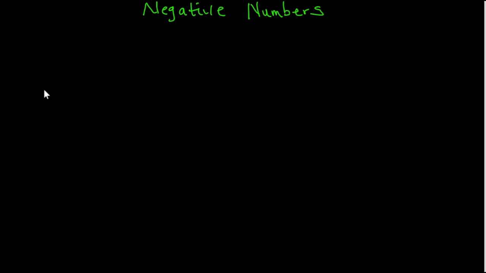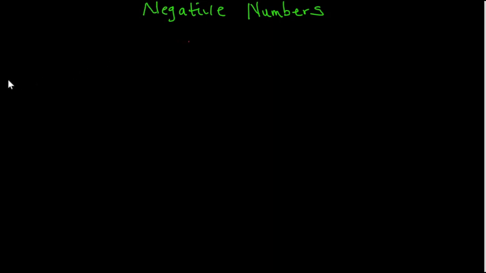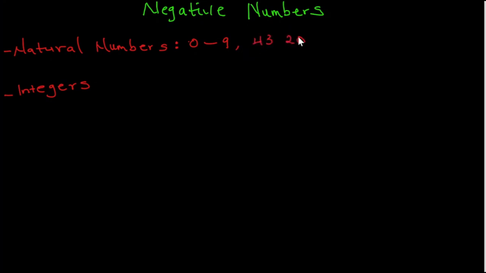When it comes to negative numbers, let's start by defining the two types of numbers that we have. We have natural numbers, and we have integers. Natural numbers are numbers that contain from 0 to 9 symbols. They are also called positive numbers. So you can say 43, 20. Numbers that contain these symbols from 0 to 9 are called natural numbers.